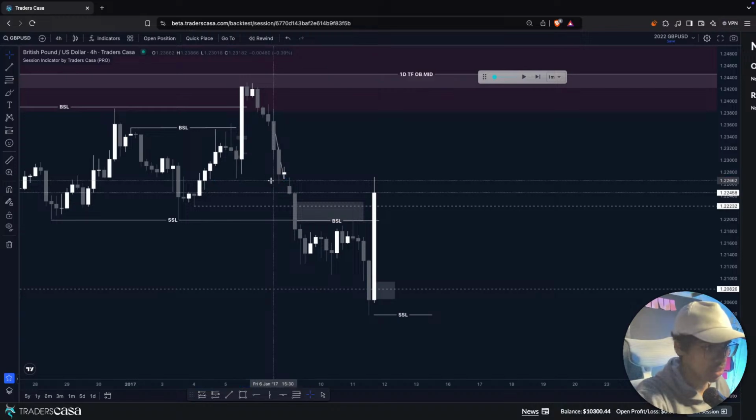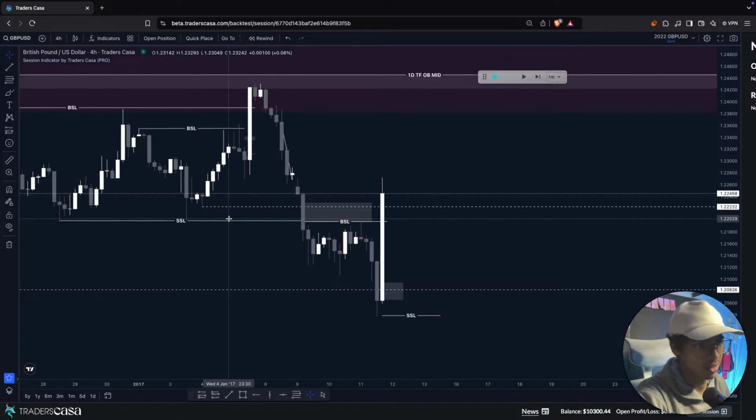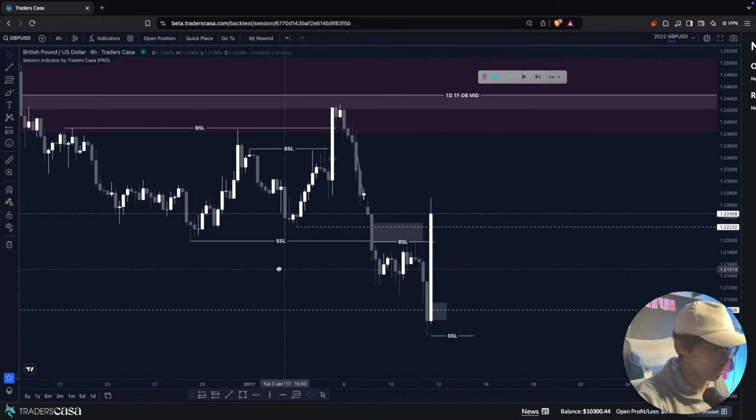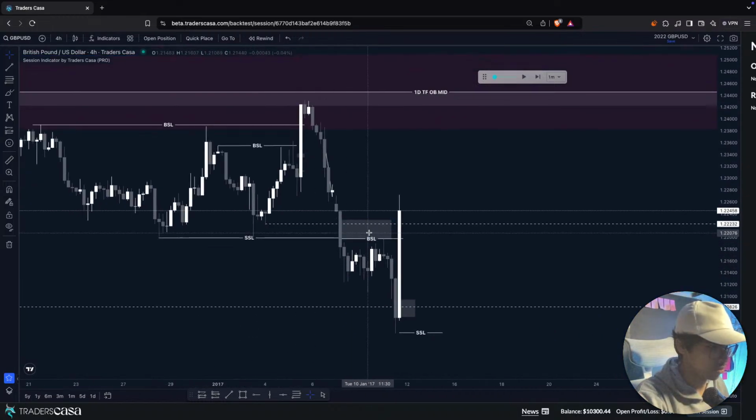I'll delete this sell side liquidity. I'll delete those prices which are very weird. Okay, sell side liquidity has been taken. This is the buy side liquidity which has also been taken.